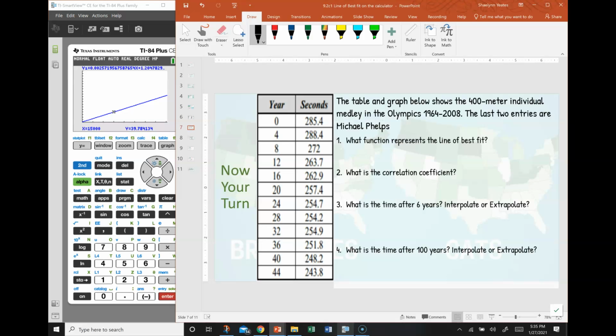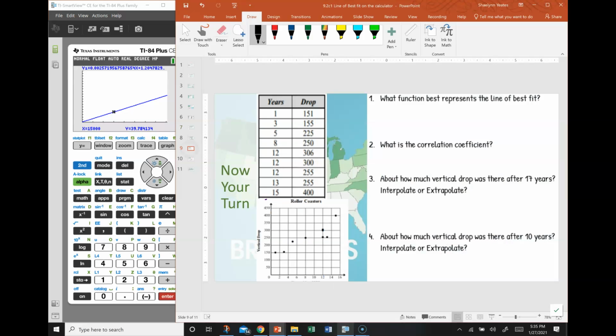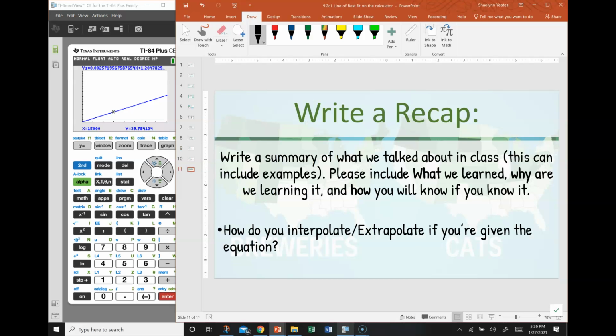All right, now it's your turn. You're going to be looking at these entries for the race. And once you do that, then I want you to go ahead and do this one. This is also very similar. This one's the years and then the vertical drop of roller coasters. And once you're done with that, go ahead and write your recap. And you are actually done for today. Good job.